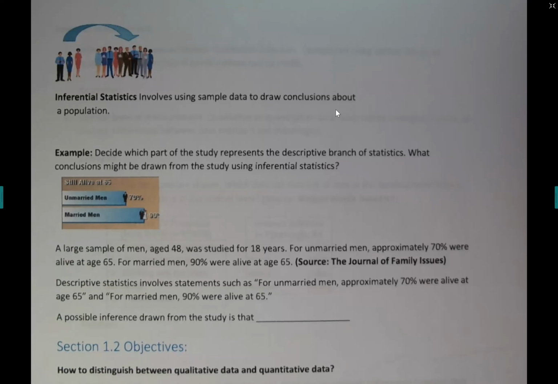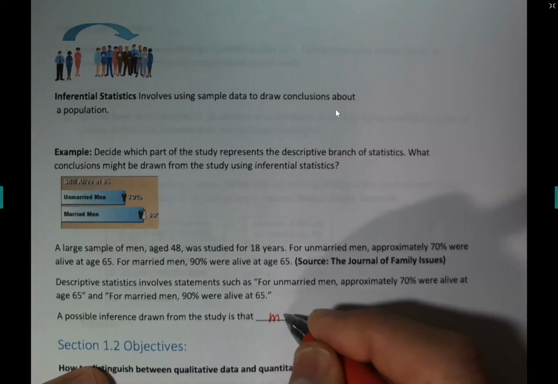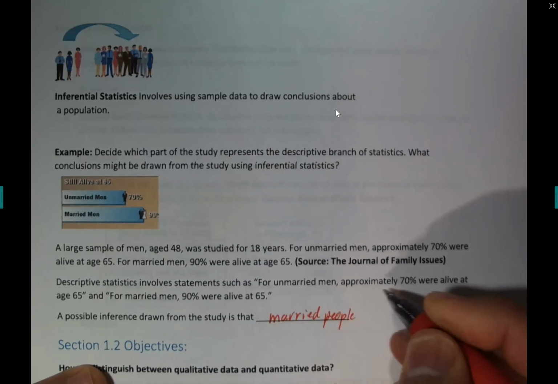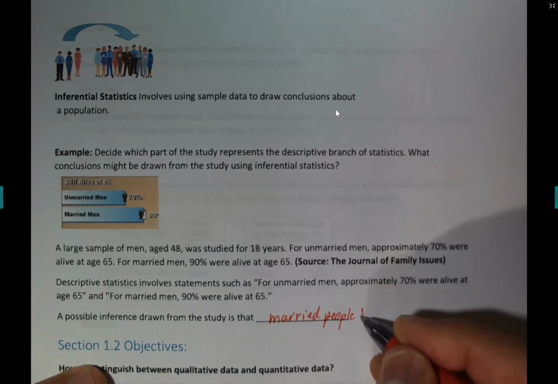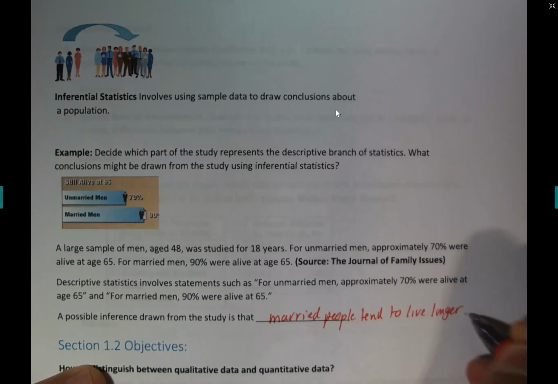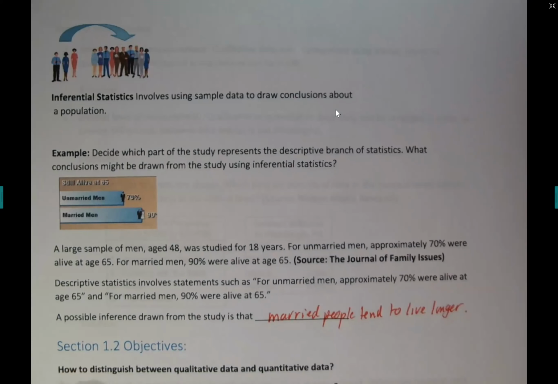They usually don't tell you, guys, what the inference is. You have to make the inference. What kind of inference can you make out of this? What's the conclusion? What are you inclined to say here? Married people live longer. Yeah. Now, whether this is true or false, I don't know, but that's the conclusion. Married people tend to live longer. See, that's the inference that you make based on this.